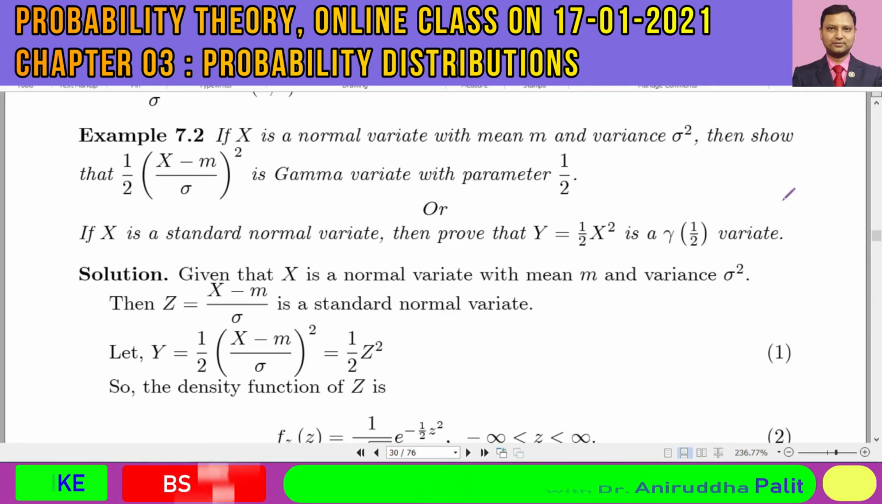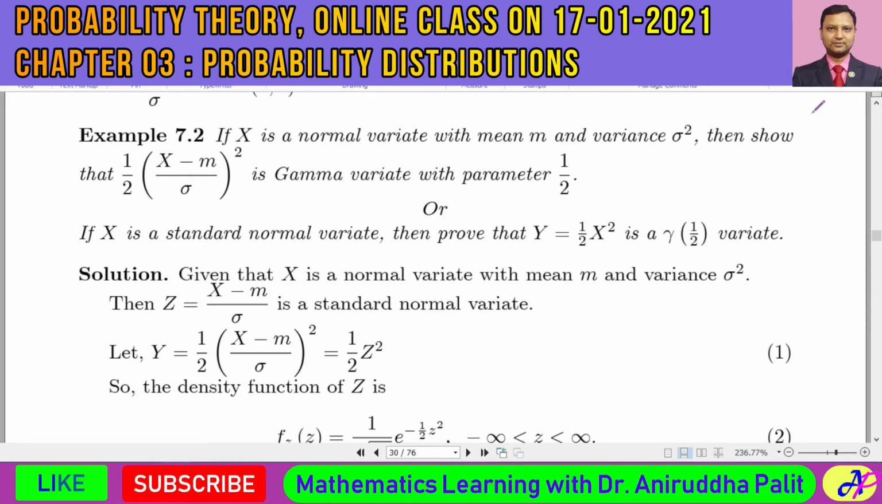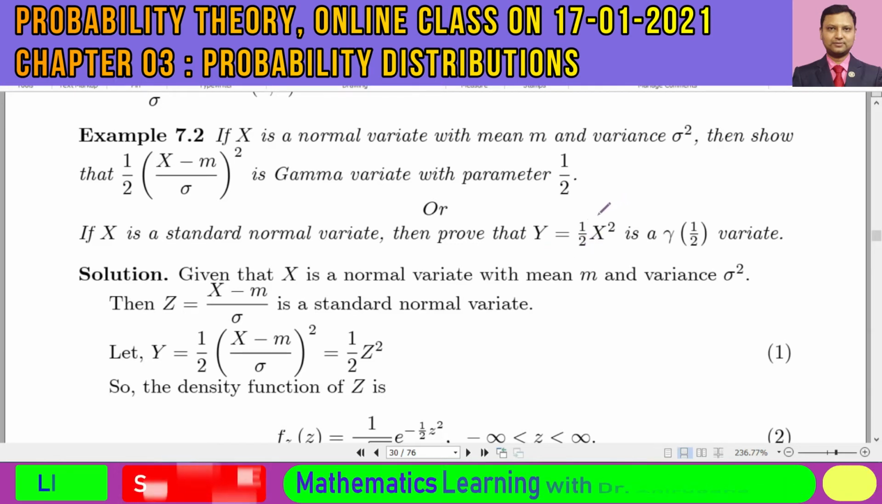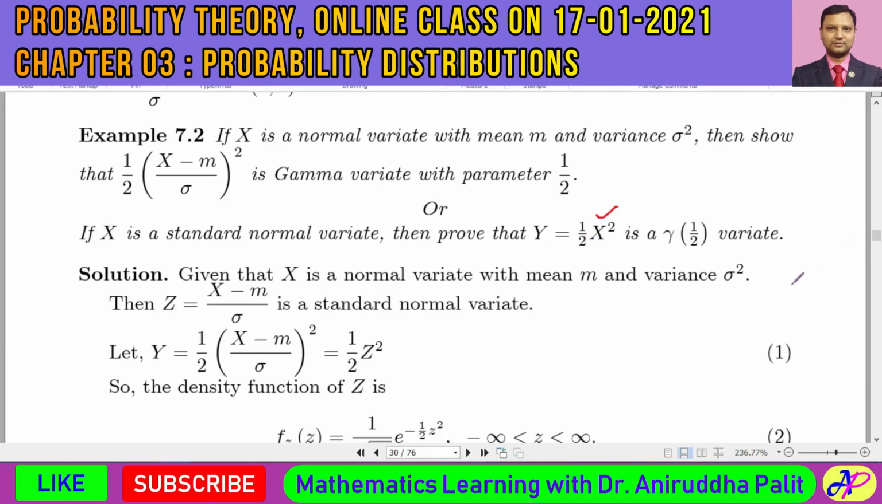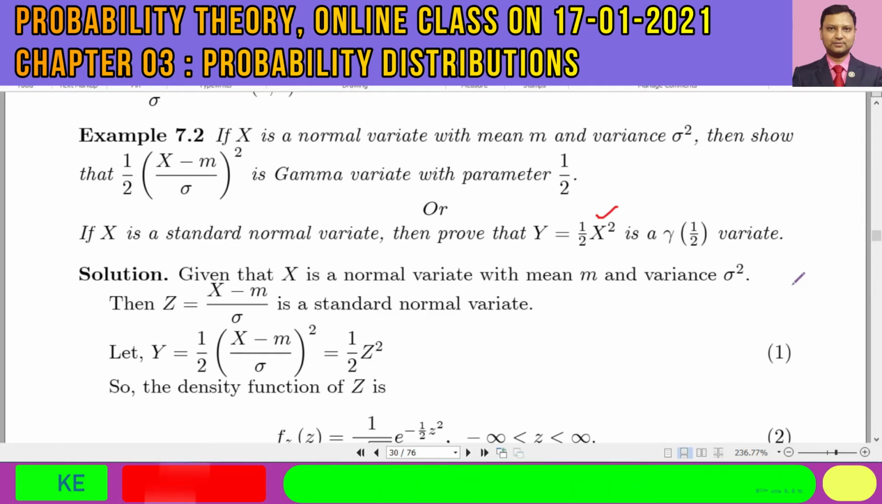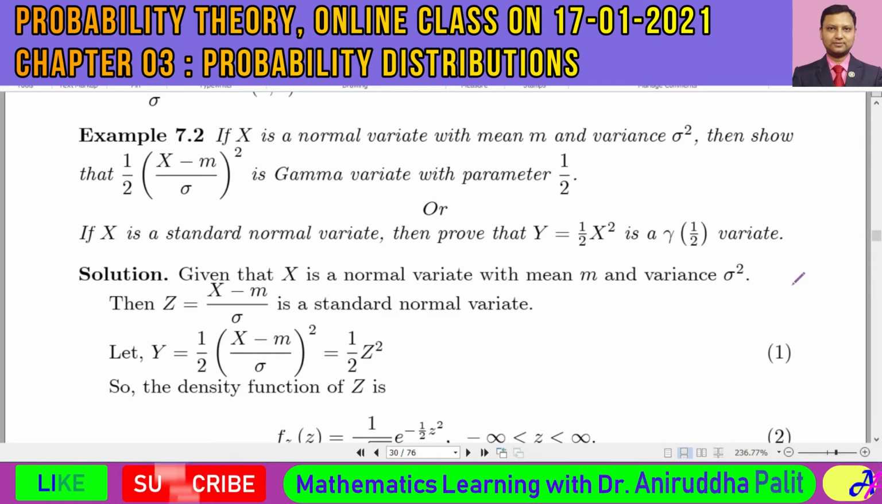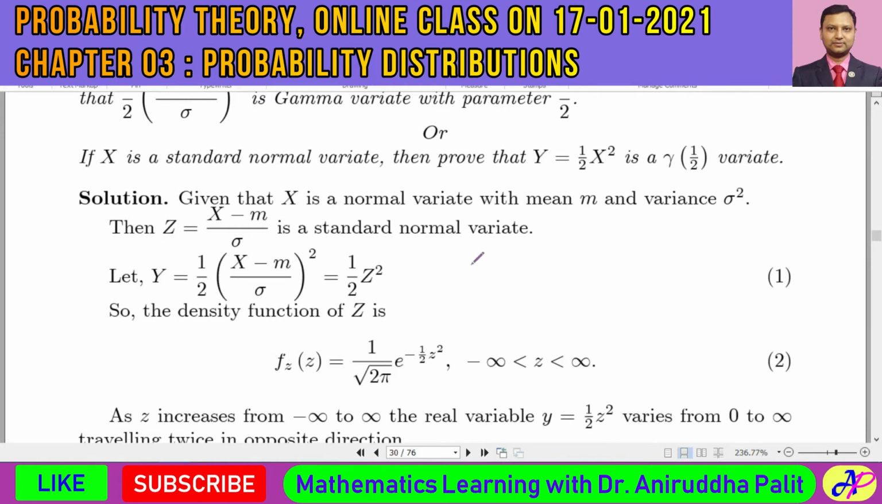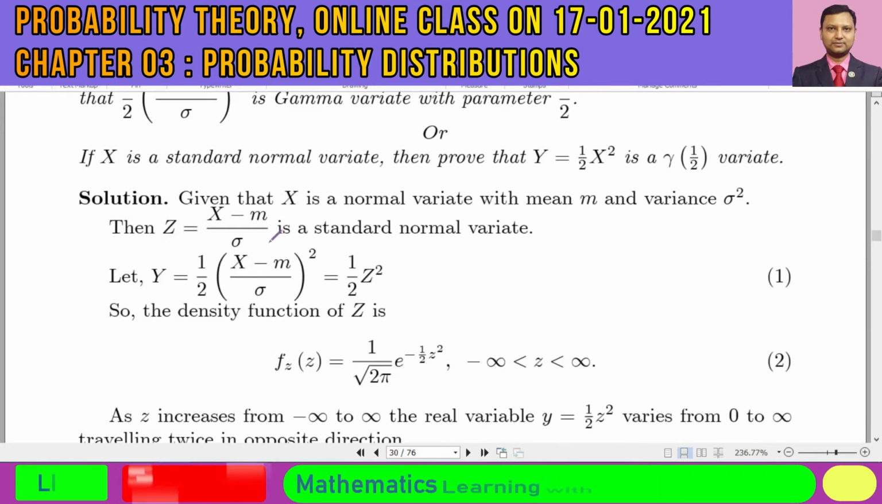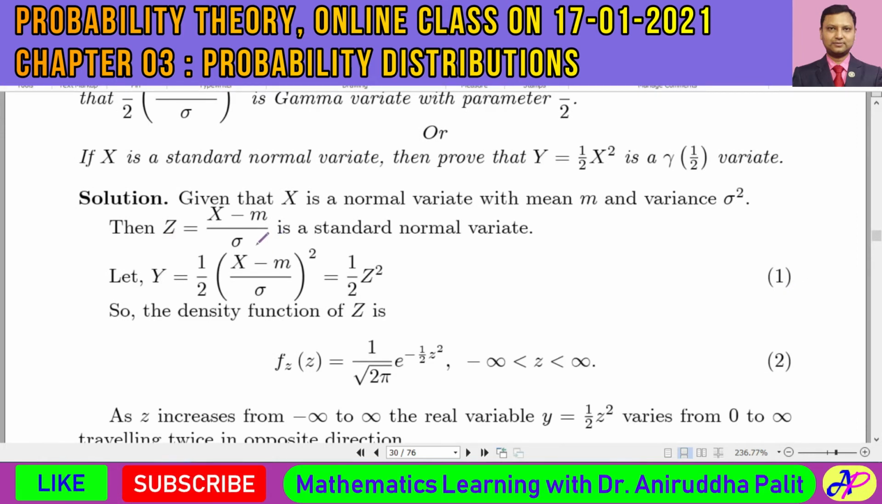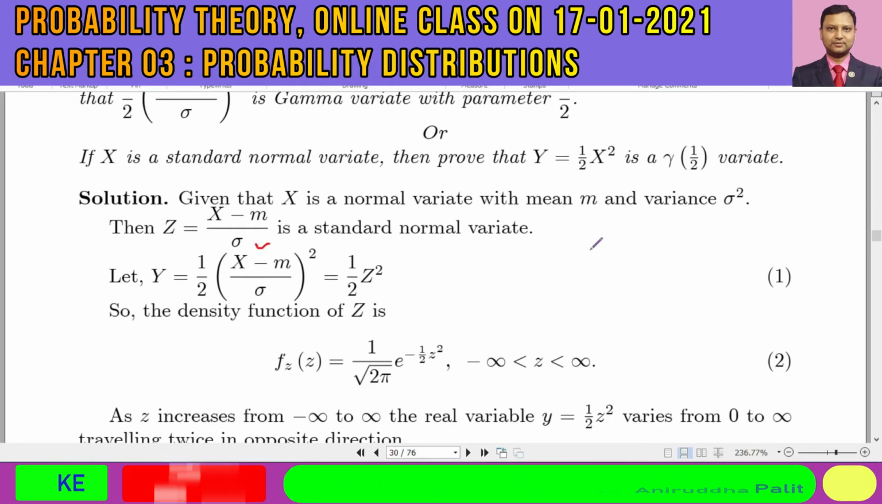But over here we are going to show that if x is a standard normal variate, then half of x square would be a gamma half variate. All right. Then how to prove this result? Over here, you see, we have already proved that z is equal to (x minus m) by sigma is a standard normal variate.